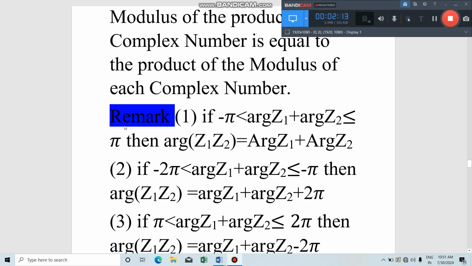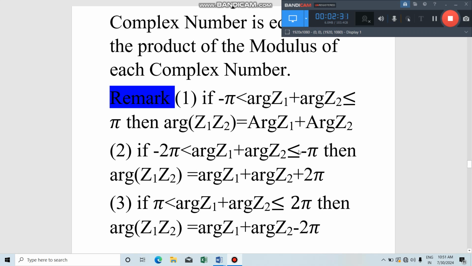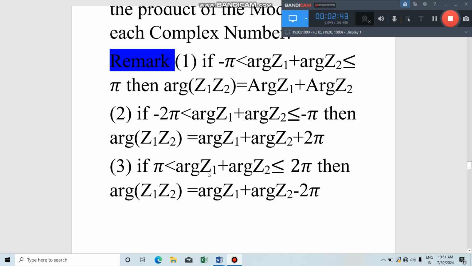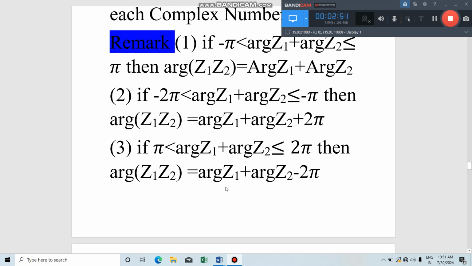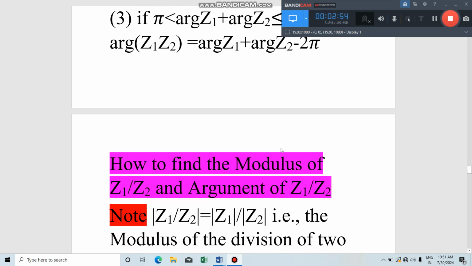If minus pi is less than argument of z1 plus argument of z2, less than or equal to pi, then argument of z1 into z2 equals argument of z1 plus argument of z2. If minus 2 pi is less than argument of z1 plus argument of z2, less than or equal to minus pi, then argument of z1 into z2 will be argument of z1 plus argument of z2 plus 2 pi. Now if pi is less than argument of z1 plus argument of z2, less than or equal to 2 pi, then argument of z1 into z2 equals argument of z1 plus argument of z2 minus 2 pi.